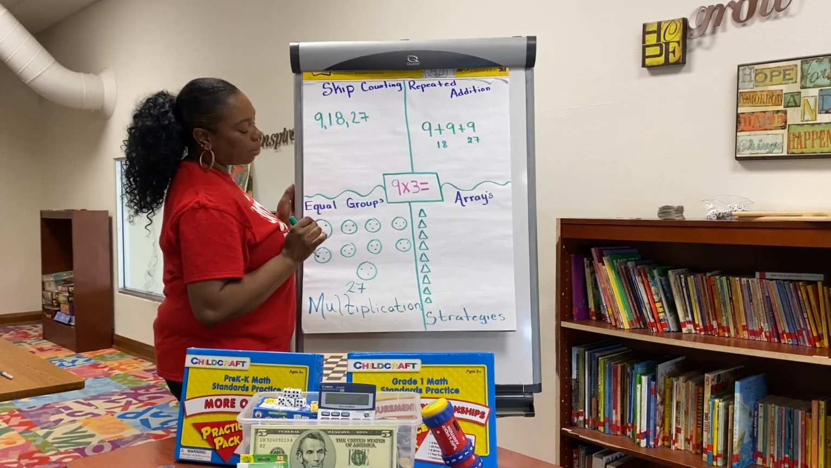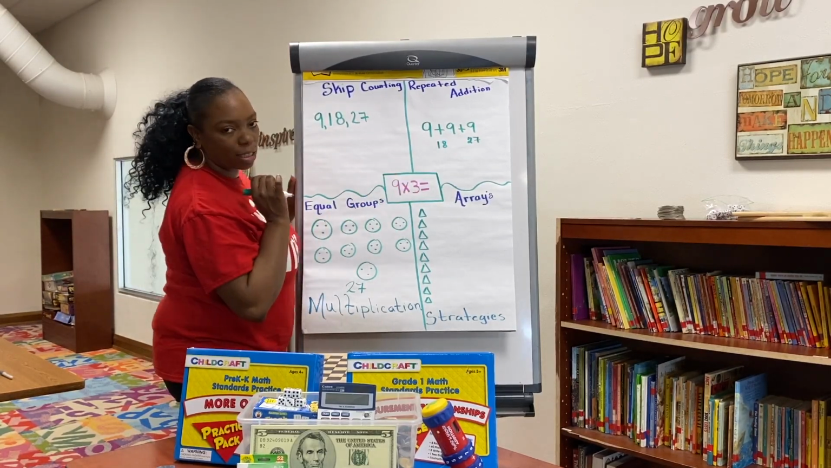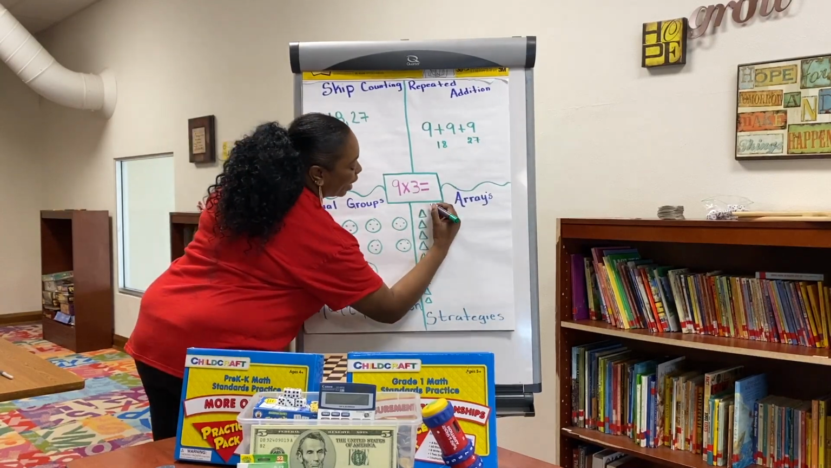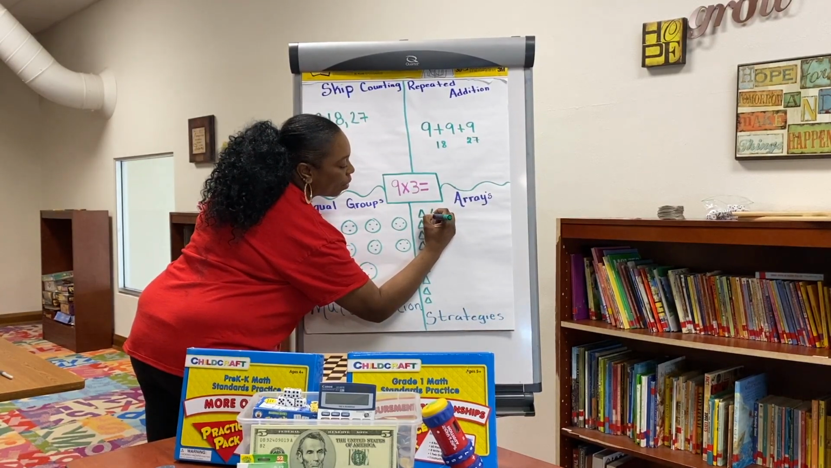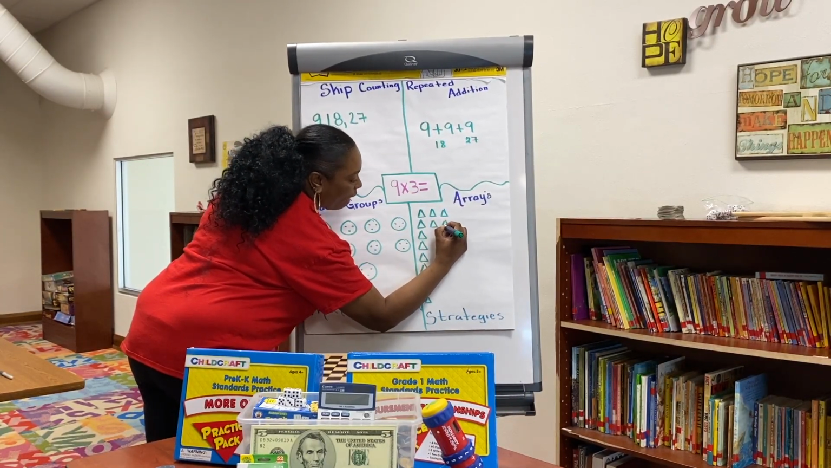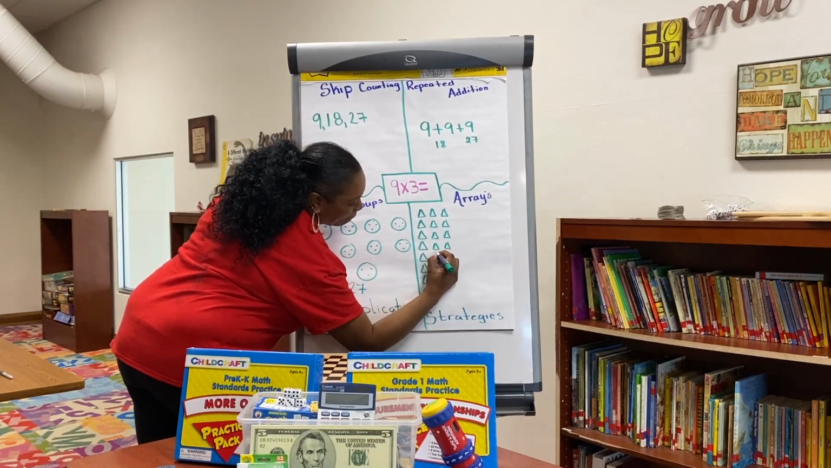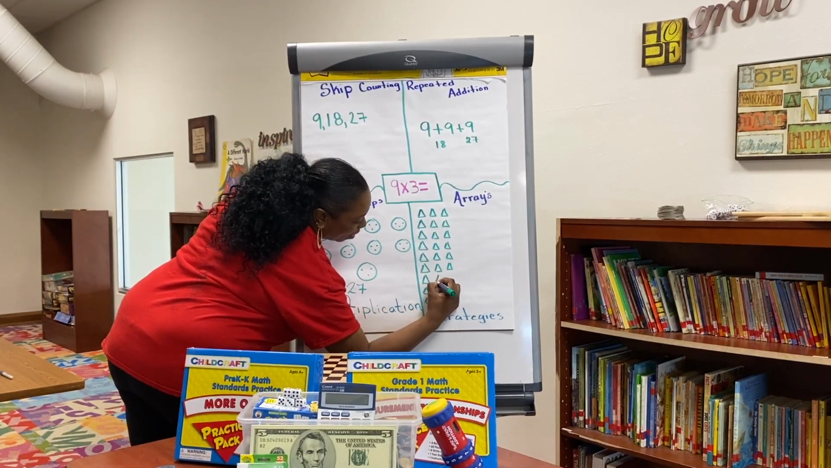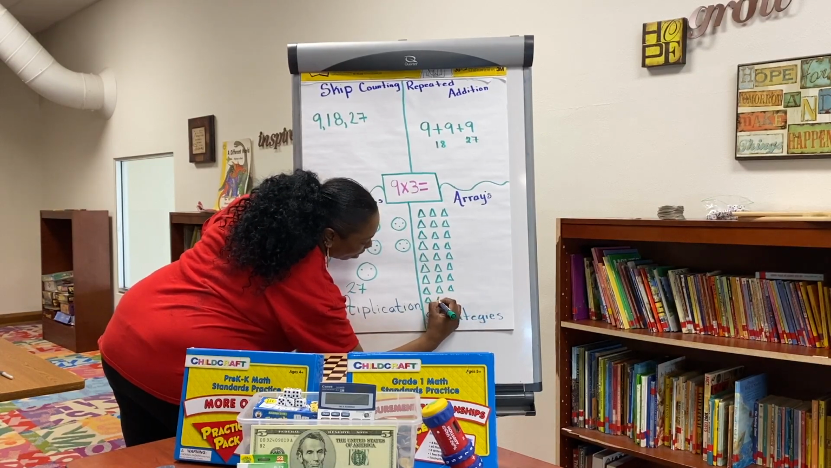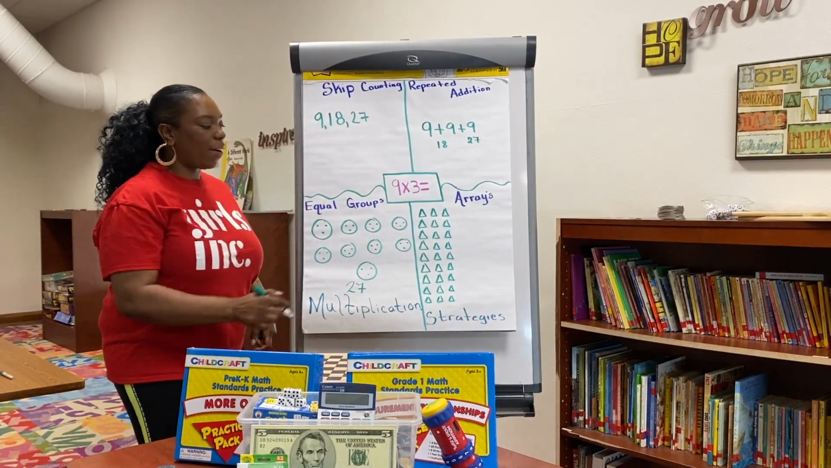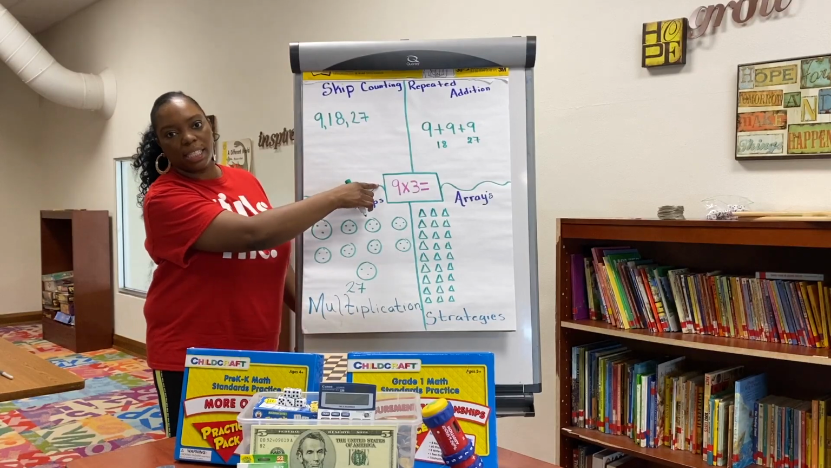Now I'm going to make 3 columns in each row. And that's just simply by adding 2 more. All right, so now I have 9 rows of 3, just as the equation states.